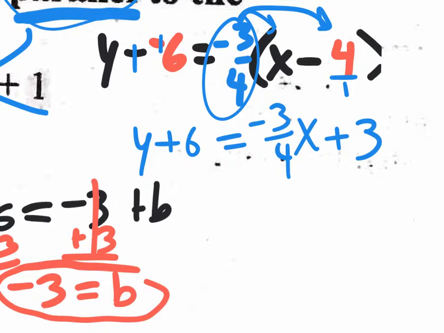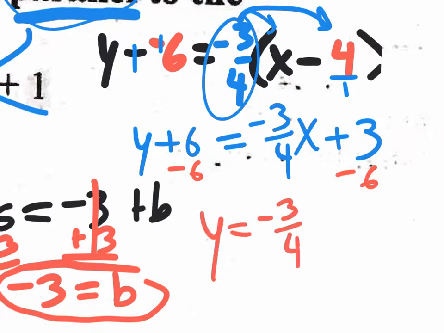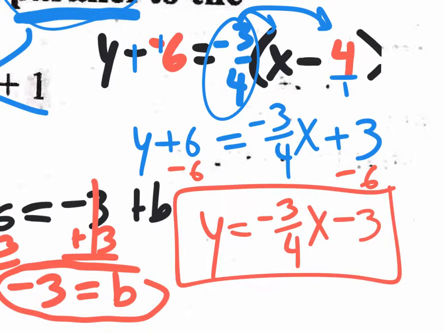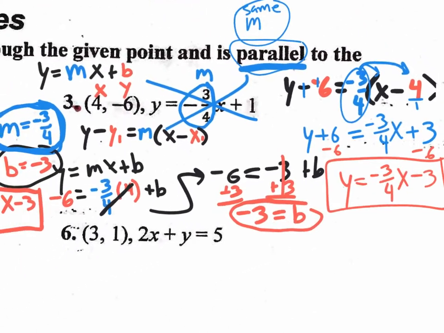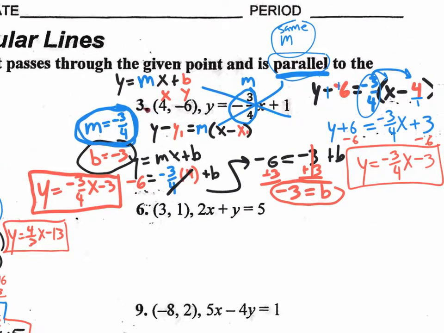So remember, we're trying to write this in slope-intercept form. That's what the instructions say. So I need to get rid of that plus 6 by doing the opposite, minus 6. So you go minus 6 here, minus 6 over here. Your final slope-intercept form equation is y equals negative 3/4 x minus 3. So as you could see, I did this a completely different way, but yet I got the same exact slope-intercept form equation, y equals negative 3/4 x minus 3.